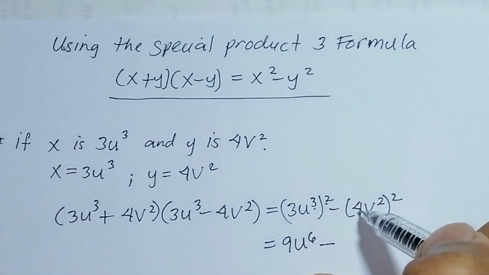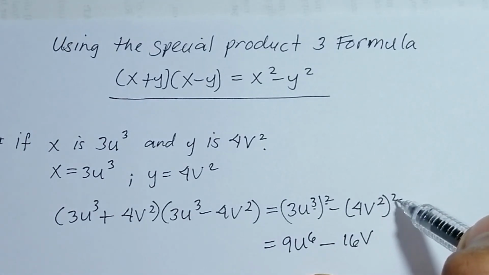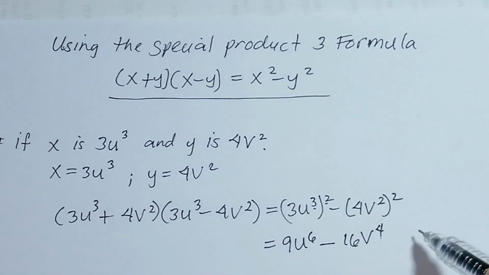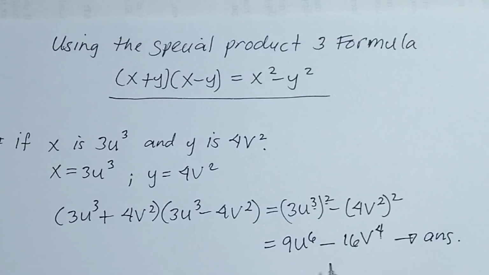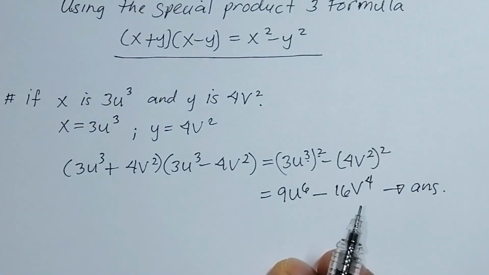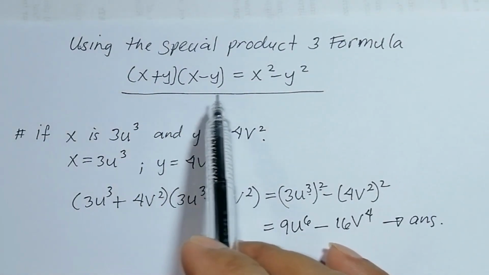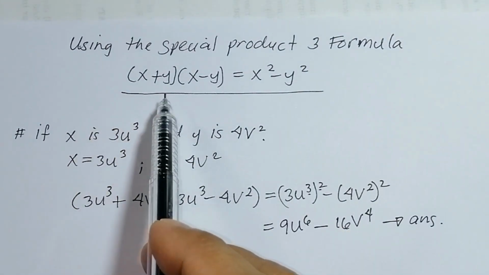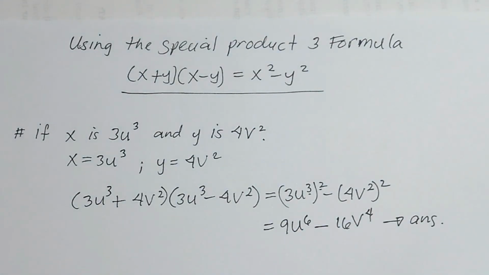And then here, 4 times 4 is 16, v squared times 2 is v to the power of 4. Okay, so this is the final answer. This is the product when x is 3u cubed and y is 4v squared, using the difference of two squares, special product 3, which is x plus y times x minus y is equal to x squared minus y squared. Okay guys, that's very easy.